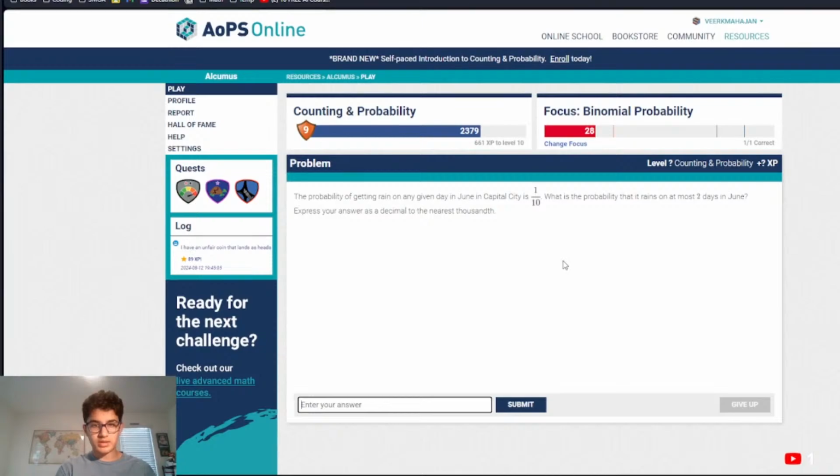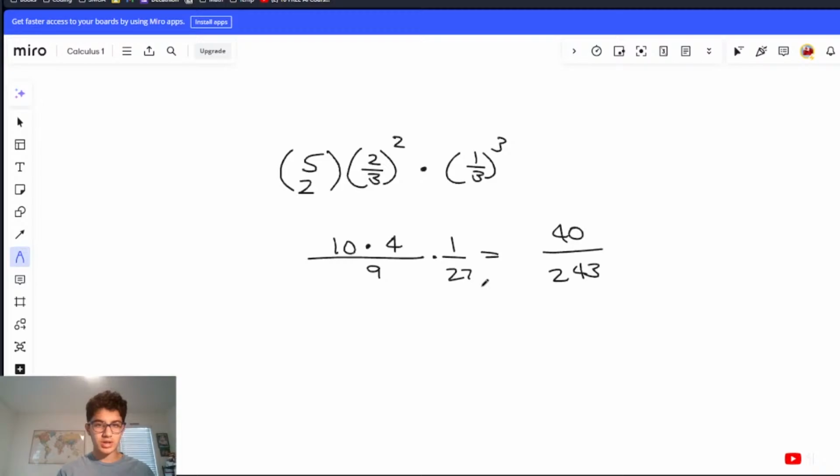The probability of getting rain on any given day in June in Capital City is 1/10. What is the probability that it rains on at most 2 days in June? Wait, so how many days are there in June? January, February, March, April, May, June. June has 30 days. So what's the probability that it rains on at most 2 days? So either 0, 1, or 2. I think it's easiest to just do it like that.